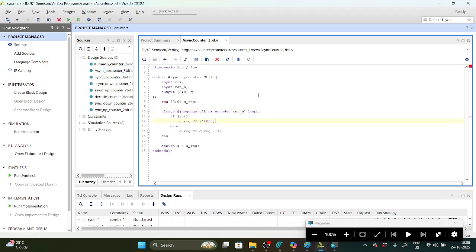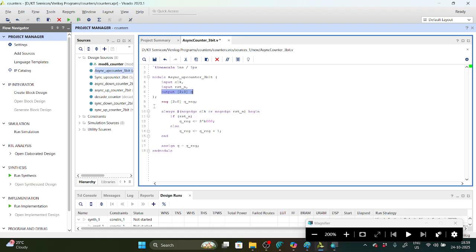If reset underscore n, this is the nomenclature for negate of reset. Input clock and input reset underscore n, and I'm using a vector, 2 down to 0. So how many outputs are there? 3 outputs, 2 down to 0. That means Q0, Q1, Q2. These are the outputs.